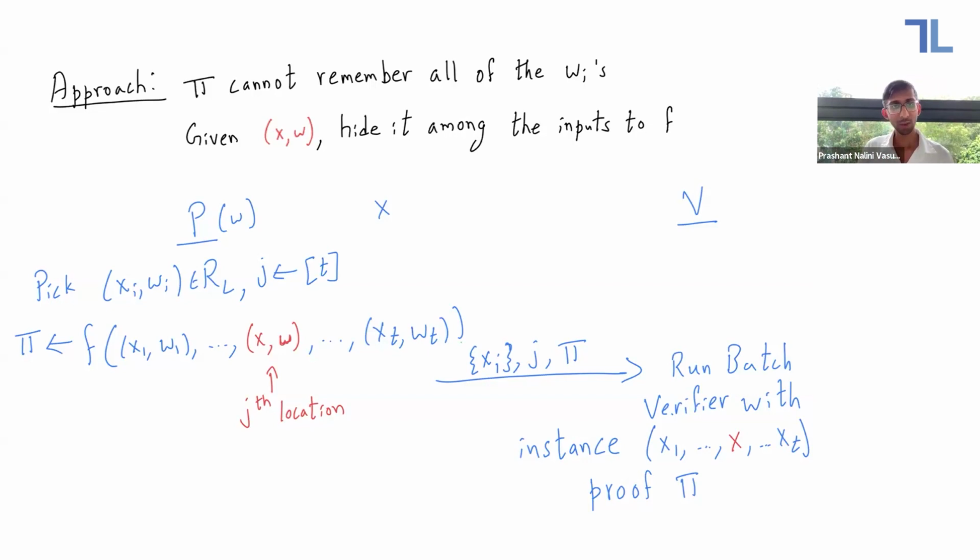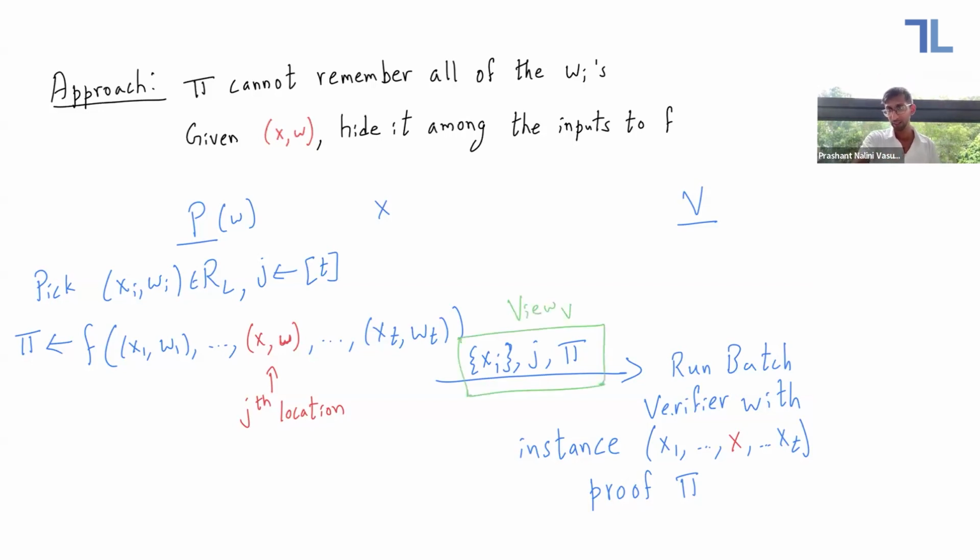And what remains to argue is that this protocol, it's not fully specified yet, but we want to get witness indistinguishability and along the way figure out how to pick these xi's and wi's. And that's what we're going to do. Any questions about this protocol so far? Okay.